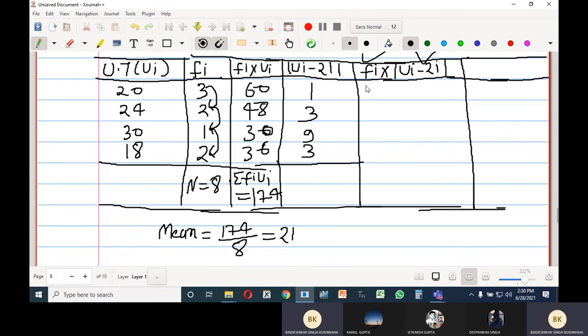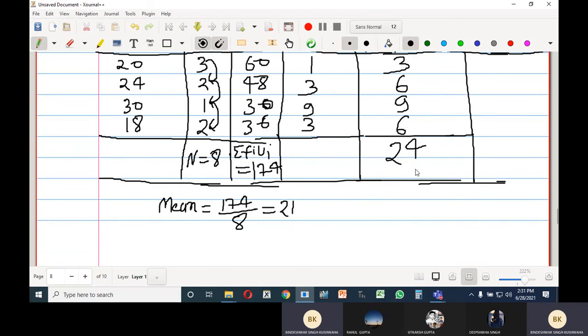So frequency 3 into 1, 3; 2 into 3, 6; 1 into 9, 9; 2 into 3, 6. Okay, so 3, 6, 9, 9 into 9, 18, and 18 into 6, 24. So this is the total deviation. And if you want to calculate the mean deviation, it is 24 upon 8. So this would be the mean deviation, MD is 24 upon 8, so 3. So the mean deviation is 3.